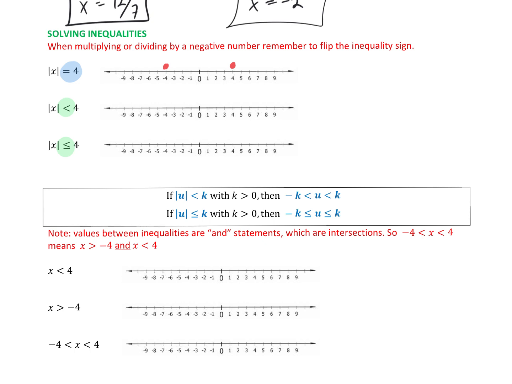And let's take a look at the first case. This is talking about x should be less than 4. Again, so my solutions should be less than 4 units away from 0. Well, what's less than 4 units away from 0?